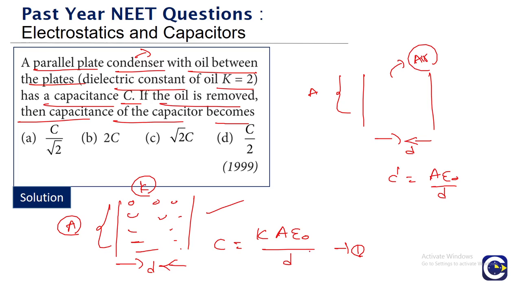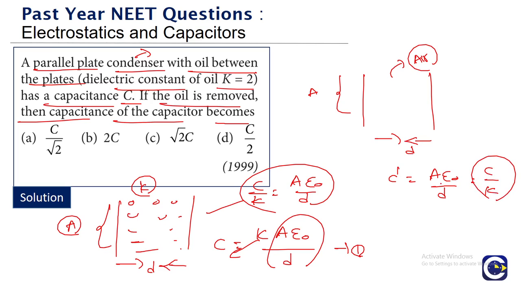Look at this. From equation 1, what is A into epsilon naught by D? We have to take the K to the other side, so it is C by K. So the modified capacitance is now C by K. What is the K value? They have given us the K value: K is 2. So the modified capacitance is C divided by 2. Option D is the right answer.